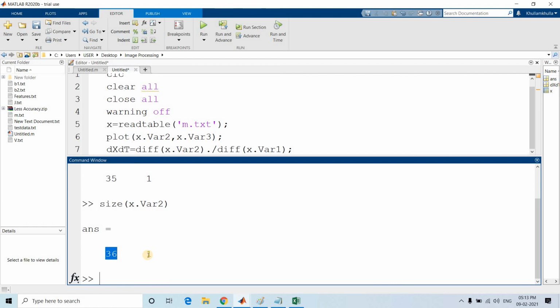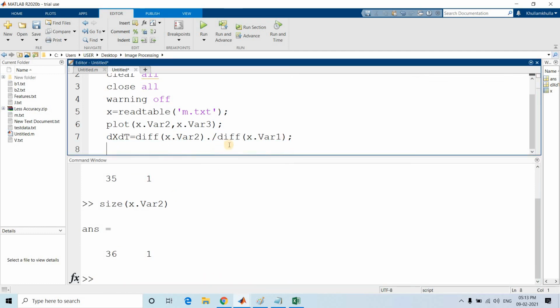So if there are 5, 3, 2, 1, now you are taking successive difference: 5 minus 3, 2; 3 minus 2, 1; 2 minus 1, 1. So when you are taking difference like this, always you will be getting 1 unit lesser length, right? That's what we are getting also. So keep this particular point in memory, that if you are computing this kind of differentiation, obviously the length is going to be 1 unit lesser, right?